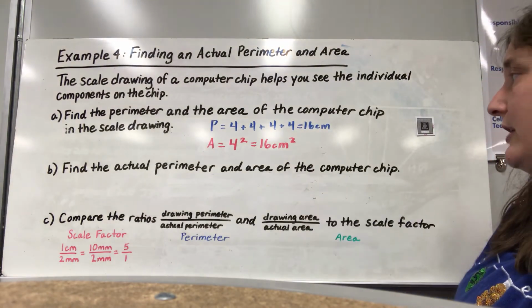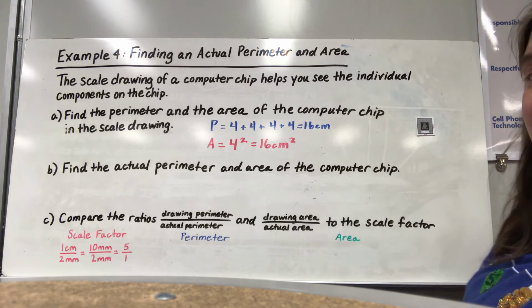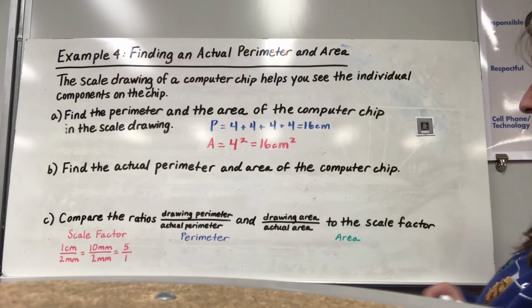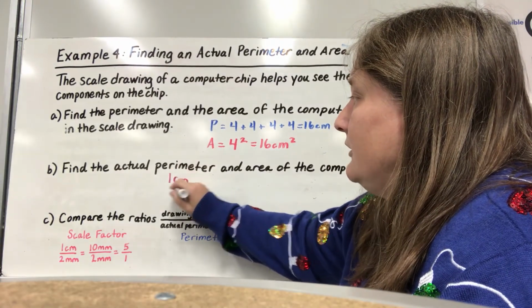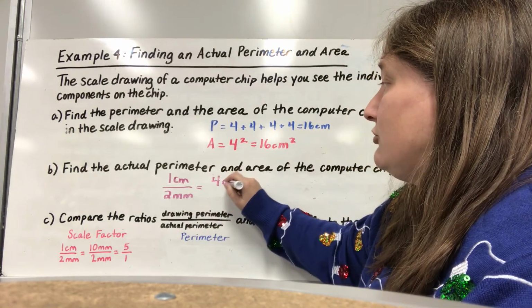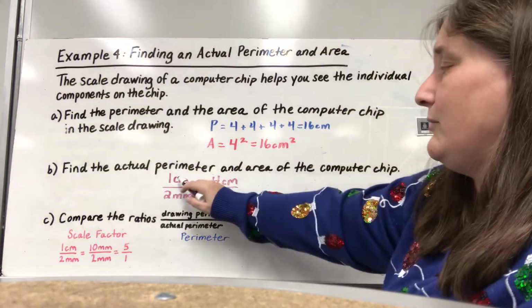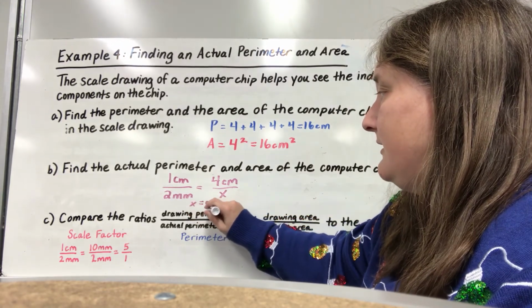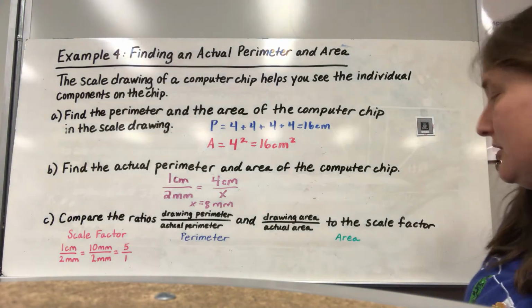Now they want me to find the perimeter and area of the actual chip. Well, before I can do the actual chip, I know that on the drawing each side is 4 centimeters, but what is that in reality? So I'm going to have to set up a little proportion here. I know that my scale is 1 centimeter is equivalent to 2 millimeters. And my sides are actually 4 centimeters in the drawing, so I'm trying to find this number right here. Well, I can see that 1 times 4 would give me 4, 2 times 4, this value is going to be 8 millimeters. So in reality, the chip is so small that each side is 8 millimeters long.